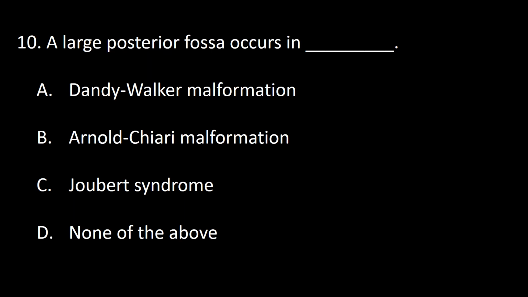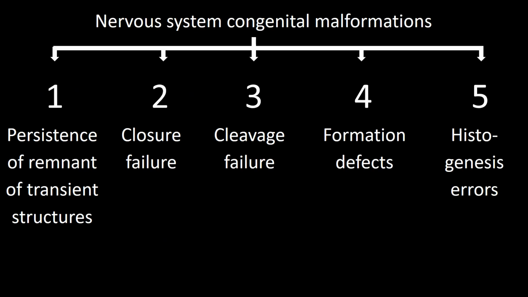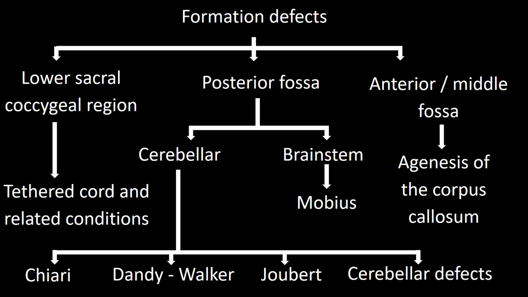Next question. A large posterior fossa occurs in A. Dandy-Walker malformation, B. Arnold-Chiari malformation, C. Joubert syndrome, D. None of the above. This chart, which we have seen multiple times, shows the major divisions of the nervous system congenital malformations. As you can see, the fourth type of nervous system malformation corresponds to formation defects. This new frame includes the different types of formation defects.